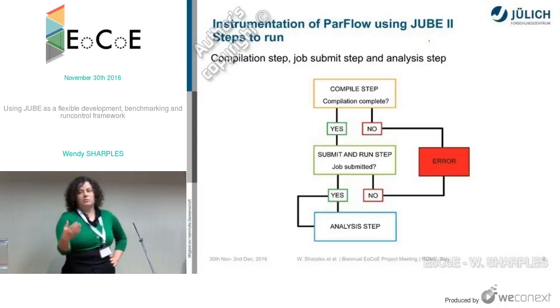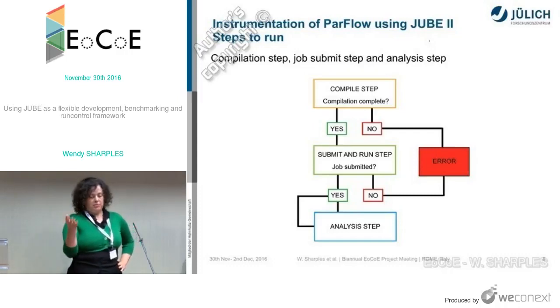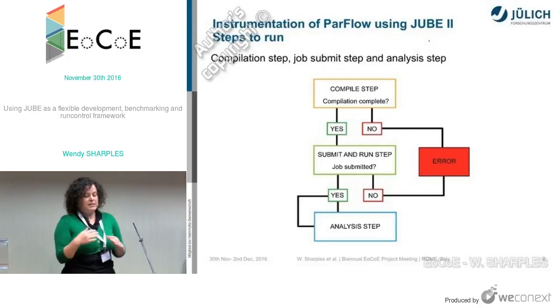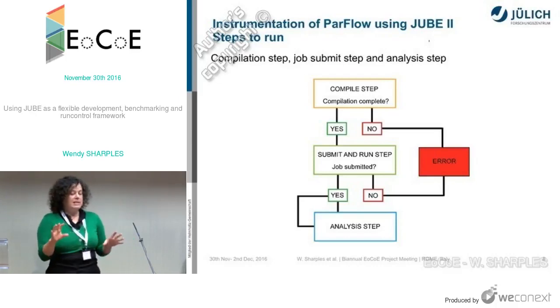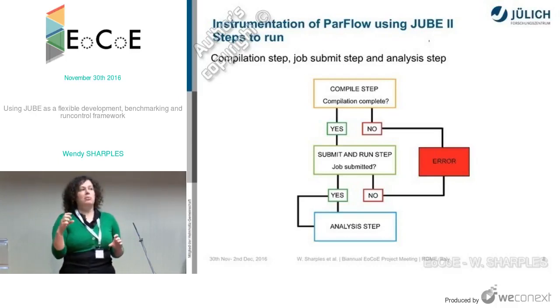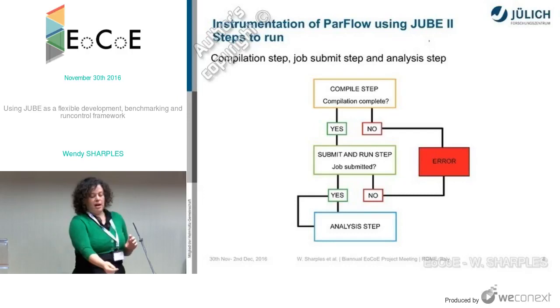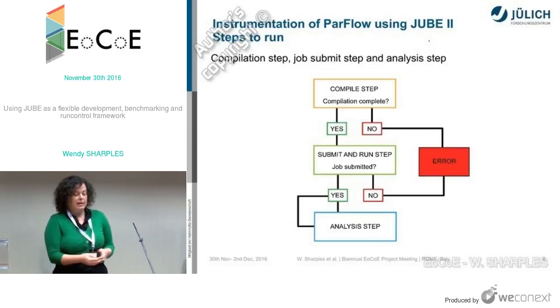So in the actual base scripts, or the run control scripts, we've separated them out into 3 steps for simplicity: the compilation step of the code, the job submit step, and then the analysis step. So basically from this flowchart, you've got the compilation step, and if it does not compile, then it errors out, and the submit and run step only gets submitted if the compile step was completed.